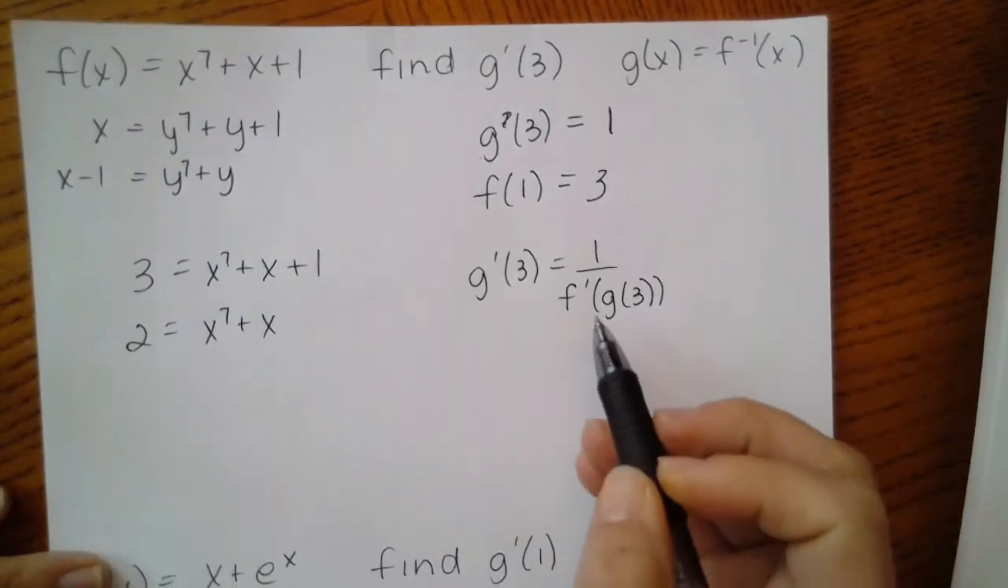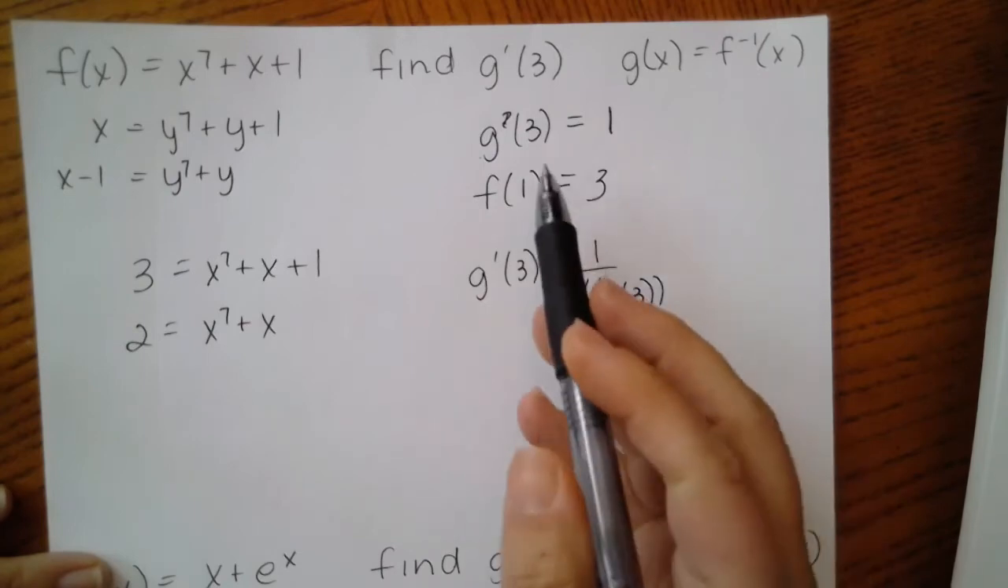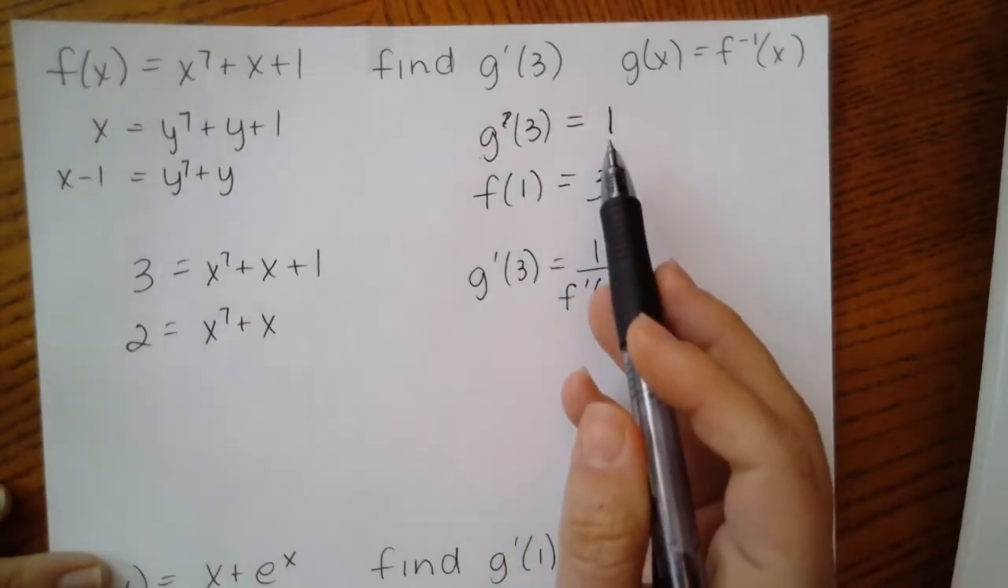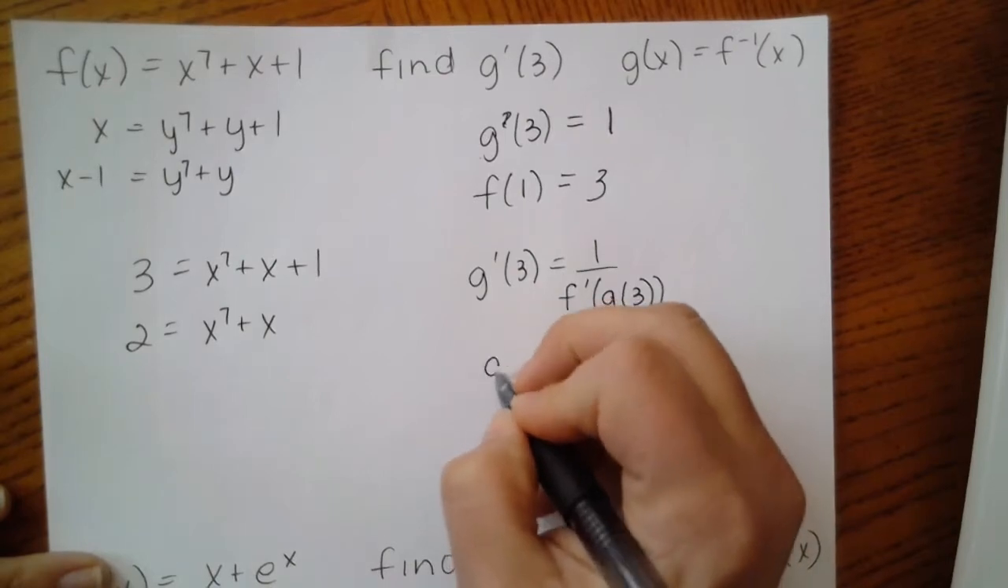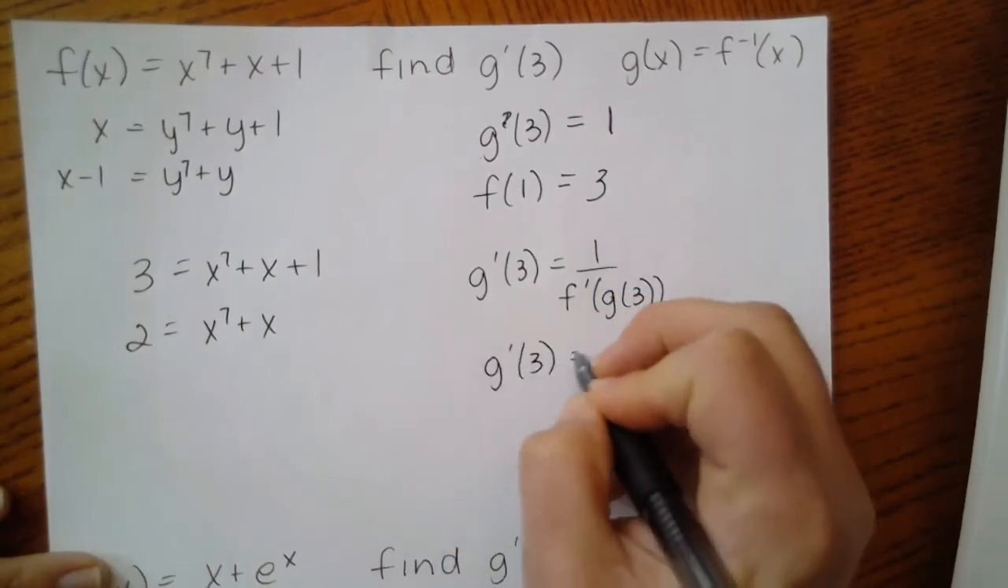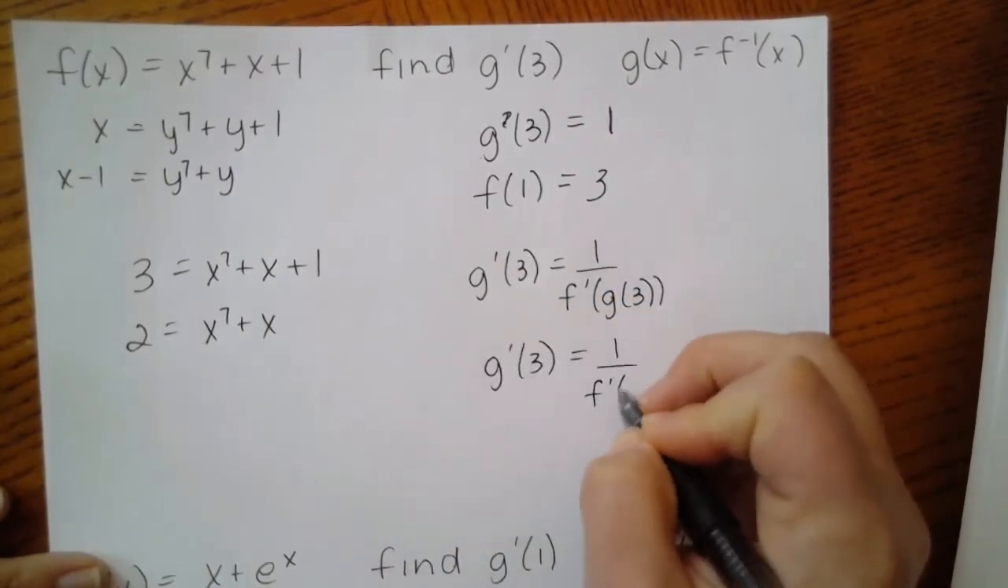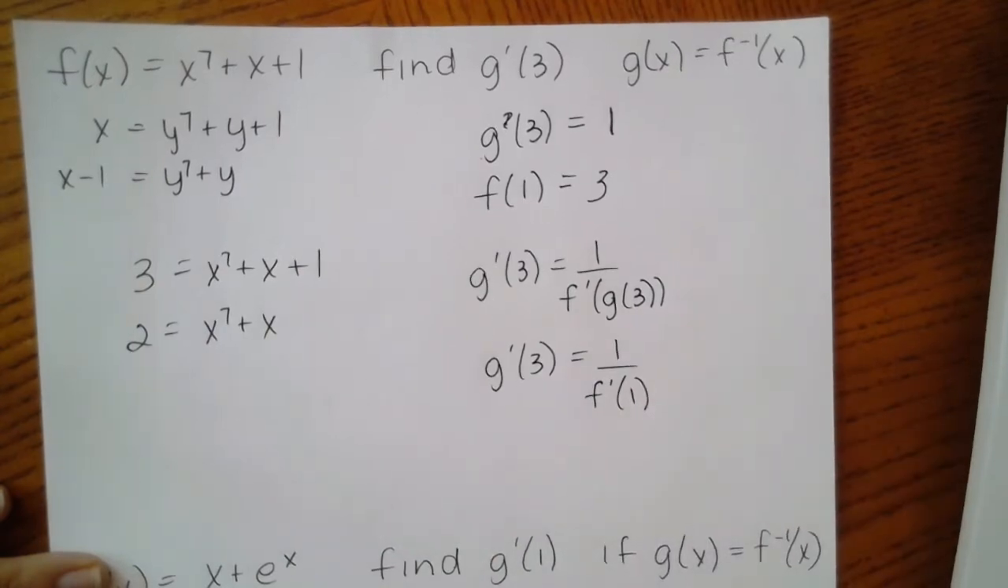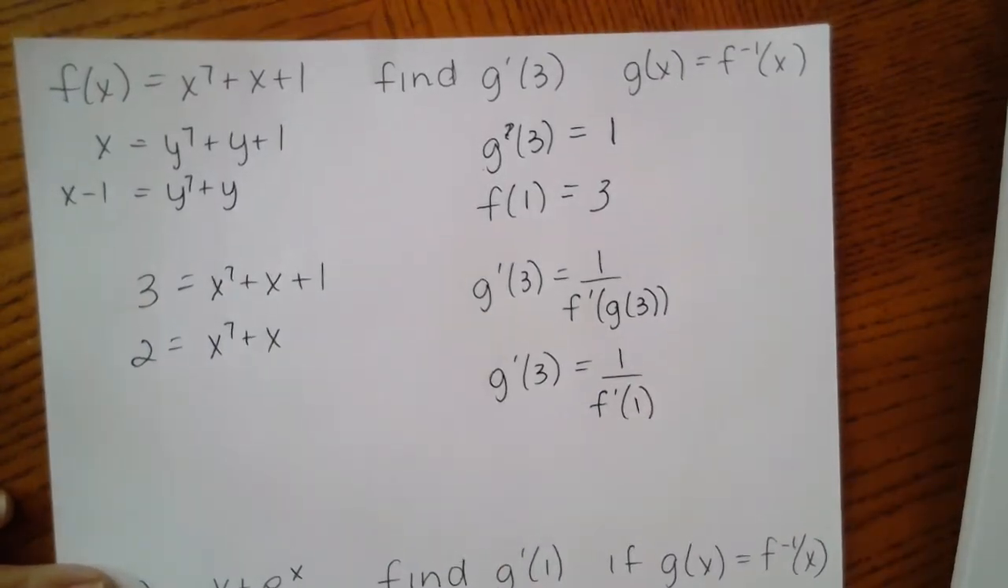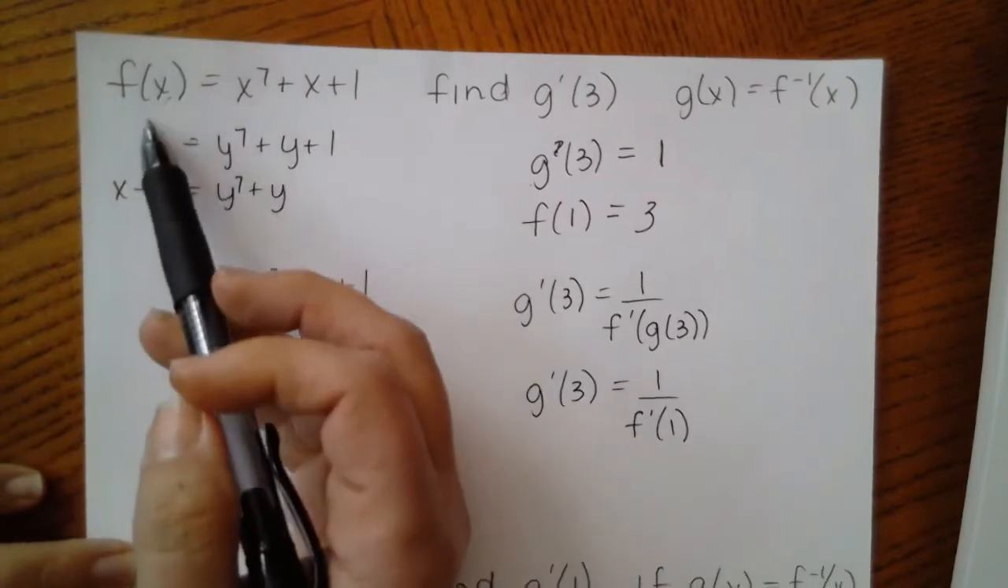So we don't know what g is, right? But we do know what g of 3 is. It's actually 1. So really, g prime of 3 is really just 1 over f prime of 1, okay? So see, this is how we can actually use it and where it makes sense, is that we can't actually find g, but we can figure out what g prime of a specific number is. In this case, it would be 1 over f prime of 1, which we can find, right?